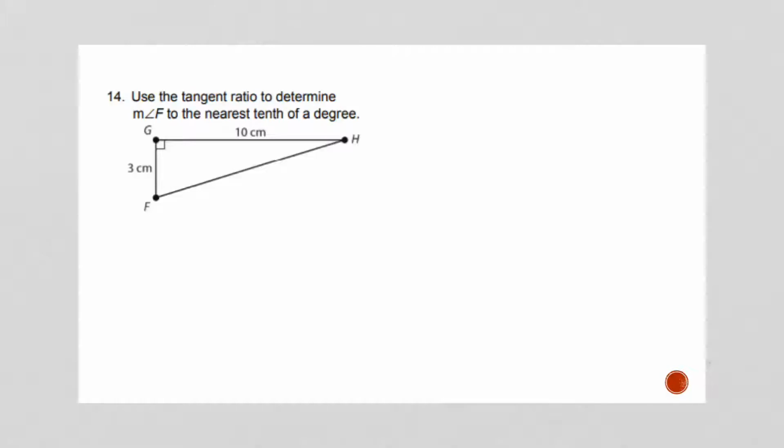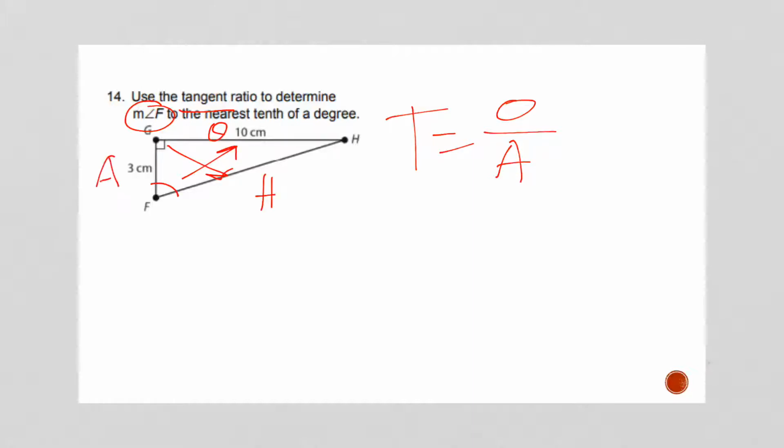Question 14 is asking you to find the tangent ratio. Tangent ratio is TOA. So tangent ratio to find angle F. Based on angle F, this is the opposite side, this is the hypotenuse side, and the last side is adjacent. They're telling me to use tangent to find angle F. So tangent is the opposite side divided by the adjacent side.